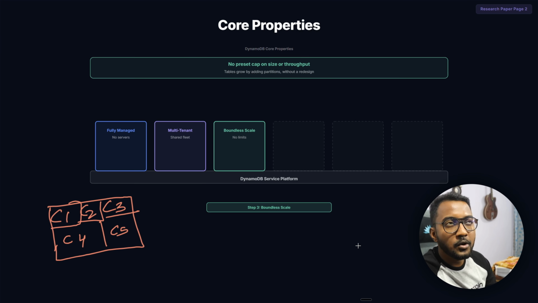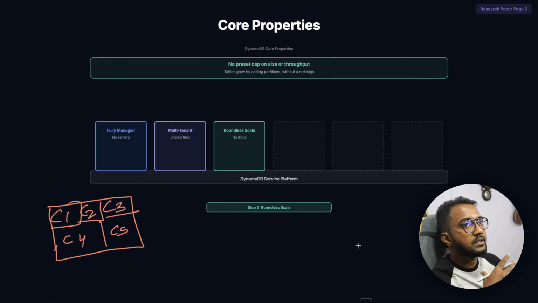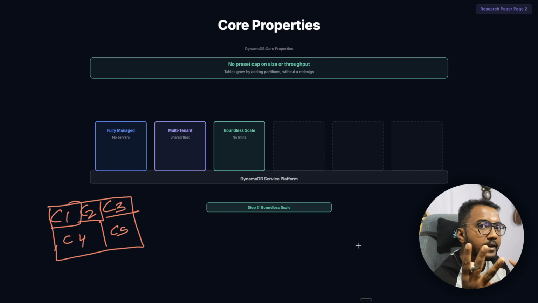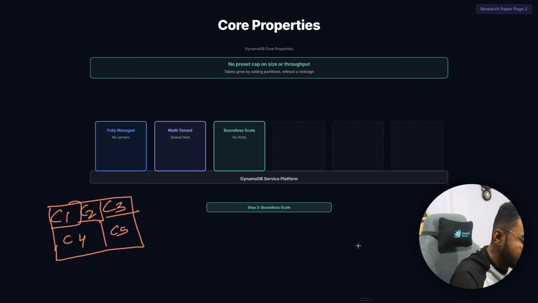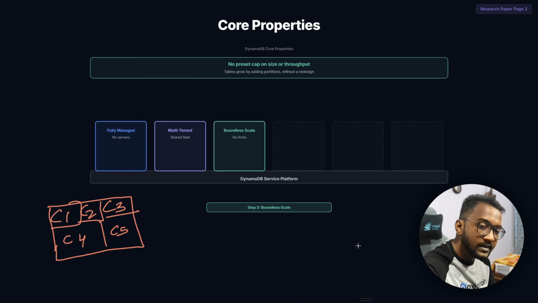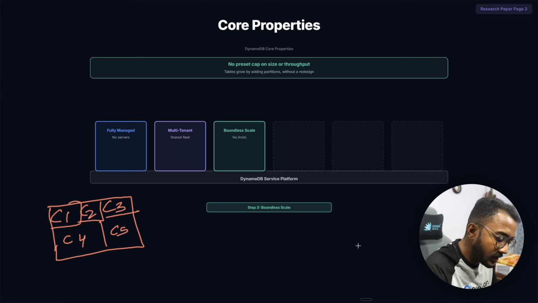The third core property talks about the boundless scale of DynamoDB, which is basically, once the operational burden is off the application, the next question which comes is whether or not the table can grow as much as we want. So there is no predefined limit on how much data a table can store, how much throughput it can take, or how many items it can hold. So tables grow elastically, and the service is designed in such a way that it will move a table from a handful of servers.